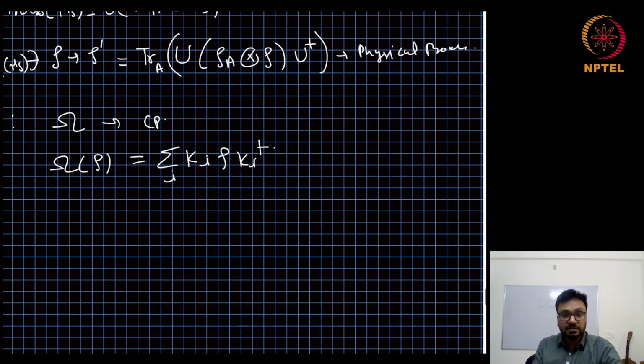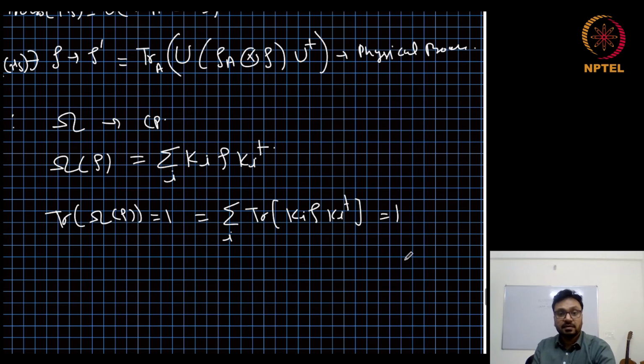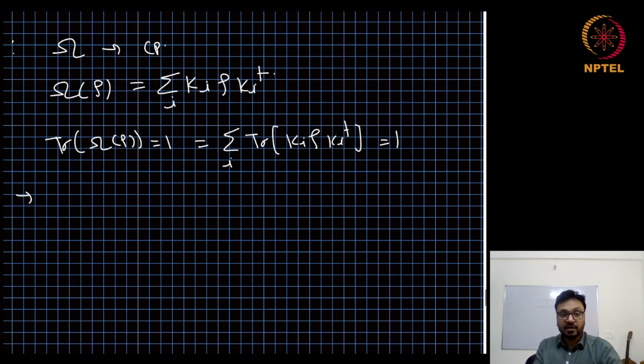And if we want the trace of the achieved state to be preserved, so trace of omega of rho to be 1 for all the rho, then it means sum over i trace of Ki rho Ki dagger must be equal to 1. One equality I would like you to verify: if we have the trace of a product of three matrices A, B and C, then it is the same as trace of C, A, B. This is the cyclic property of the trace.